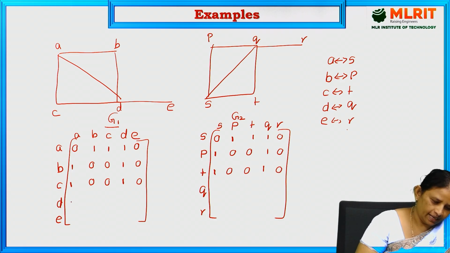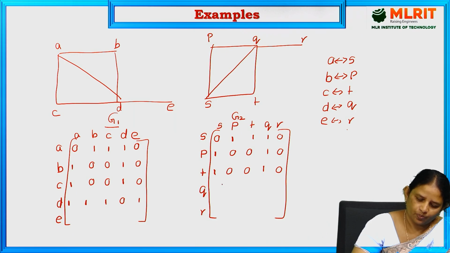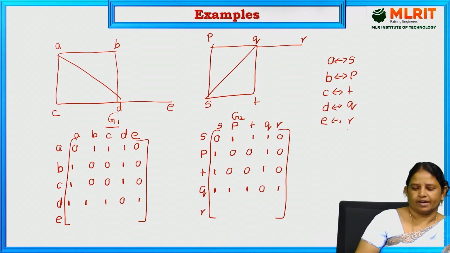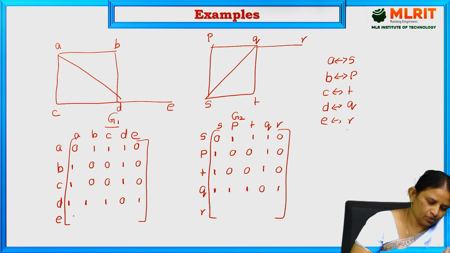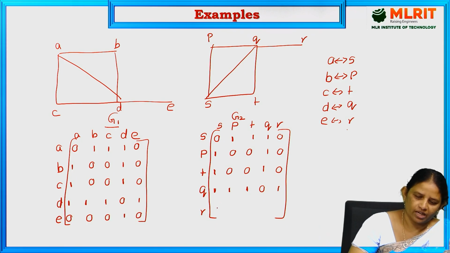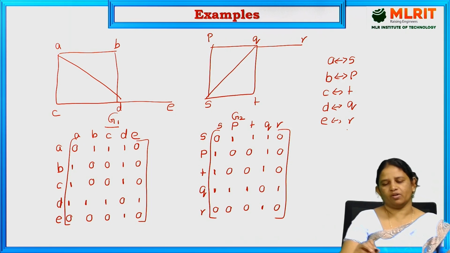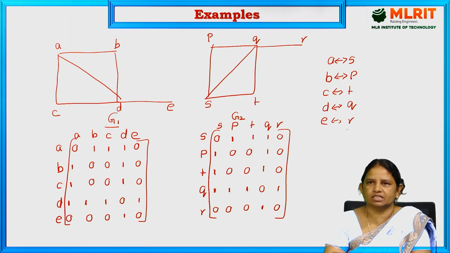Next D. So D to A 1, D to B 1, D to C 1, D to D 0, D to E 1. So Q. Q to S 1, Q to P 1, Q to T 1, Q to Q 0, Q to R 1. Next, the fourth one, E. E to A 0, E to B 0, E to C 0, E to D 1, E to E 0. Next, R to S 0, R to P 0, R to T 0, R to Q 1, R to R 0. Now we have to verify these two matrices, both matrices having the same value.